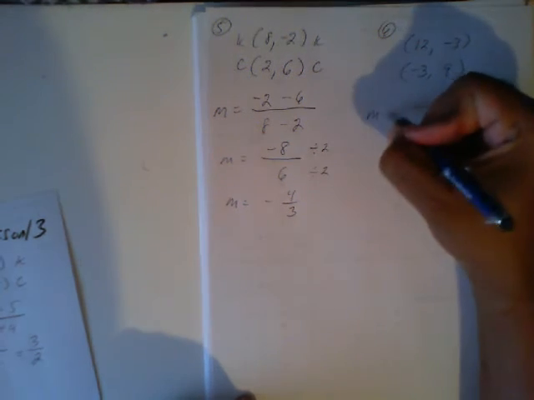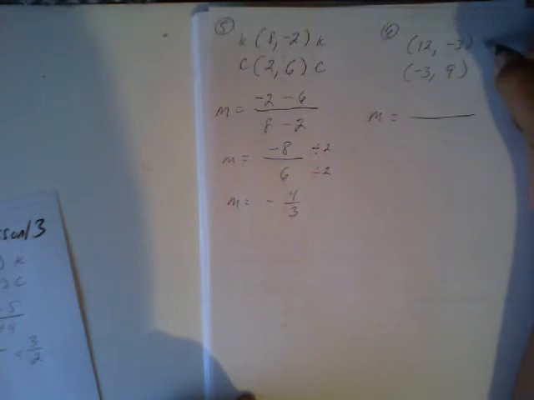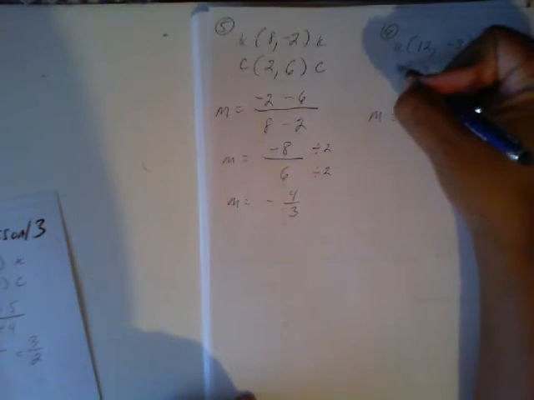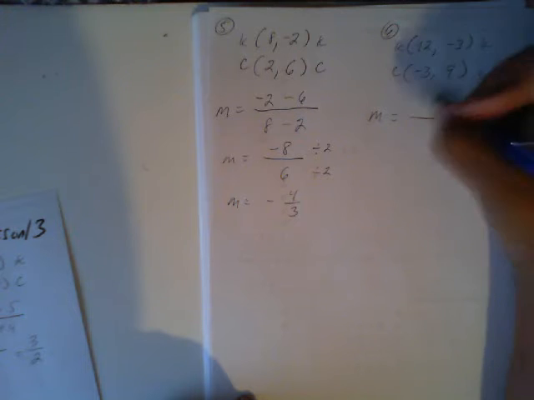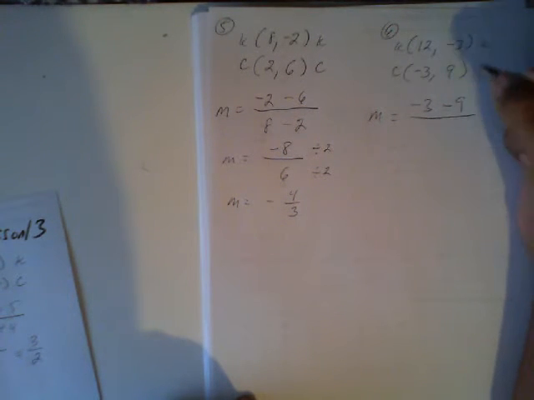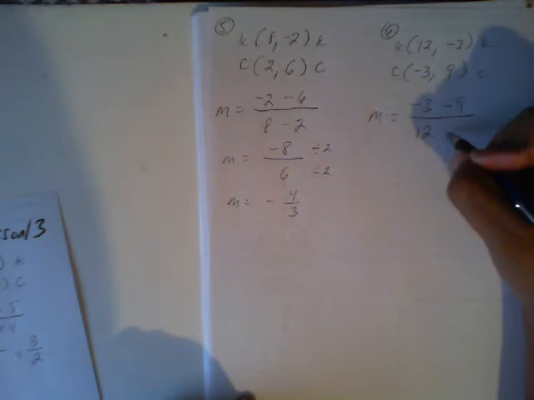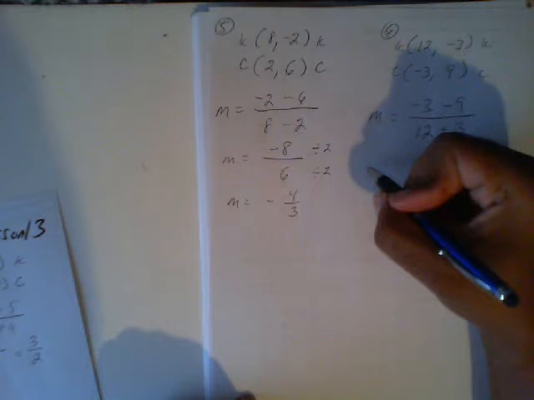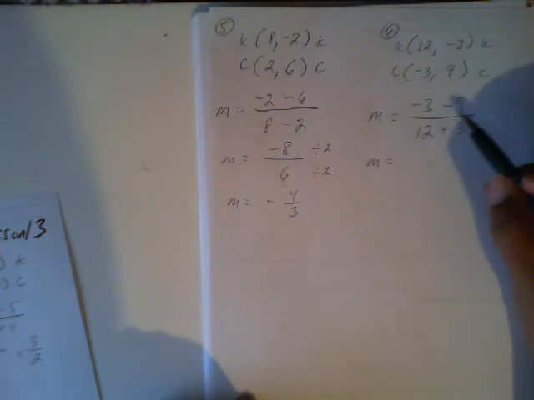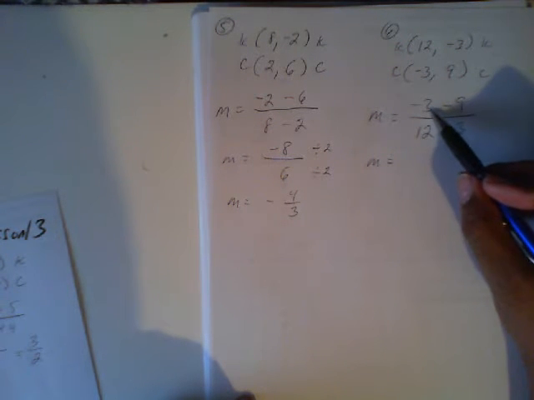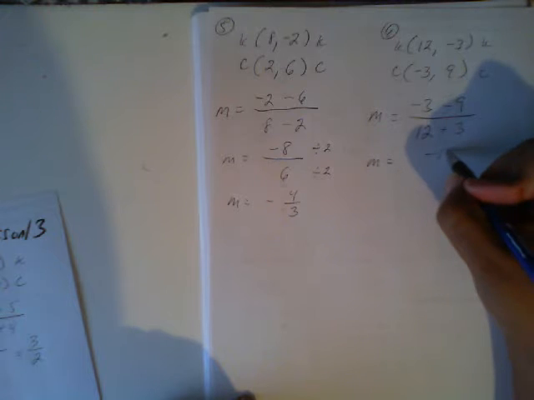Number 6. Get my slope ready. Okay, we'll do a keep and change, a keep and change. So I'm going to keep the negative 3, but change the positive 9 to a negative 9. I'm going to keep the positive 12, but change the negative 3 to a positive 3. Okay, so what we have here is a negative 3 and a negative 9. That makes a negative 12.